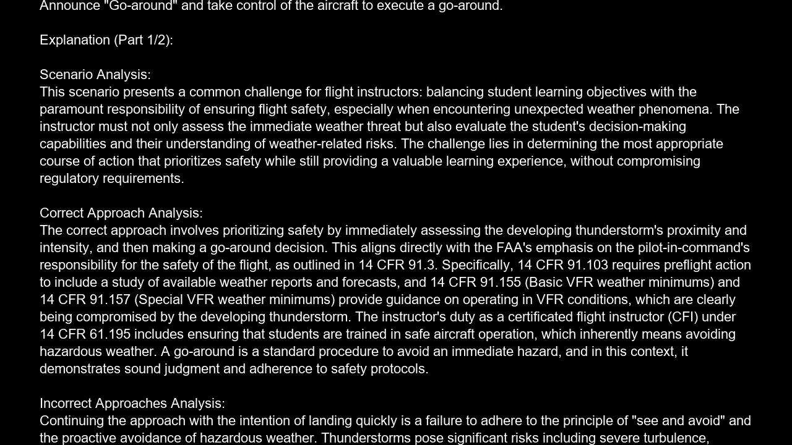Correct approach analysis. The correct approach involves prioritizing safety by immediately assessing the developing thunderstorm's proximity and intensity, and then making a go-around decision. This aligns directly with the FAA's emphasis on the pilot in command's responsibility for the safety of the flight, as outlined in 14 CFR 91.3.